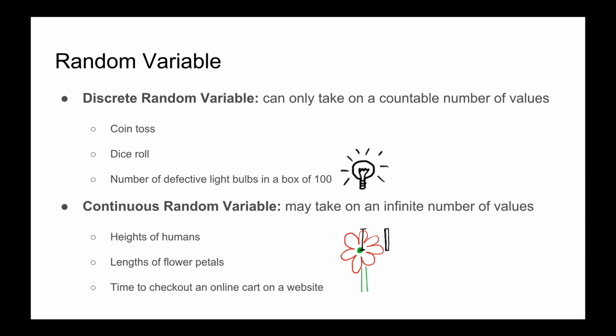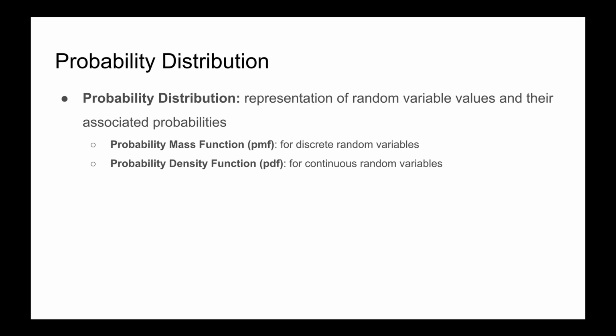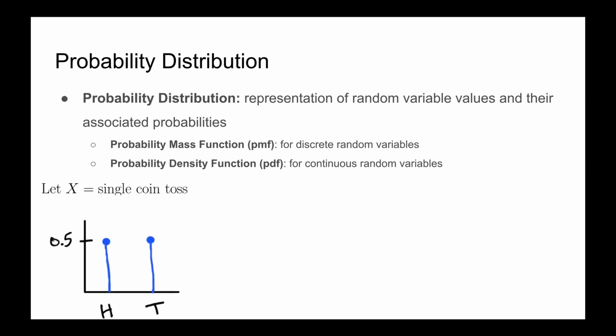Okay, so now that we know what random variables are, let's talk a little bit about what a probability distribution actually is. So it's really just a representation of the random variable values and their associated probabilities. So you're going to encounter two different kinds of function. There's probability mass function, we say PMF, for discrete random variables. We have probability density function for continuous random variables. So let me give you some examples.